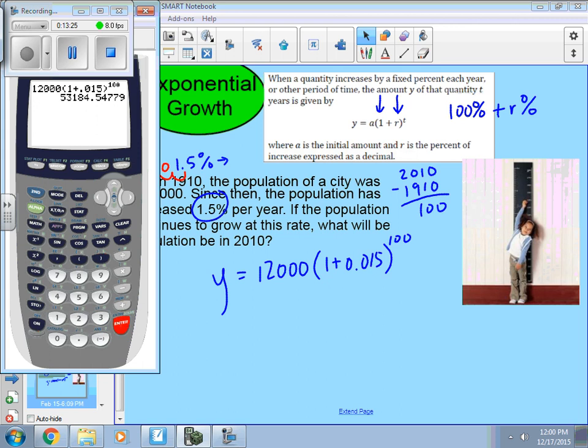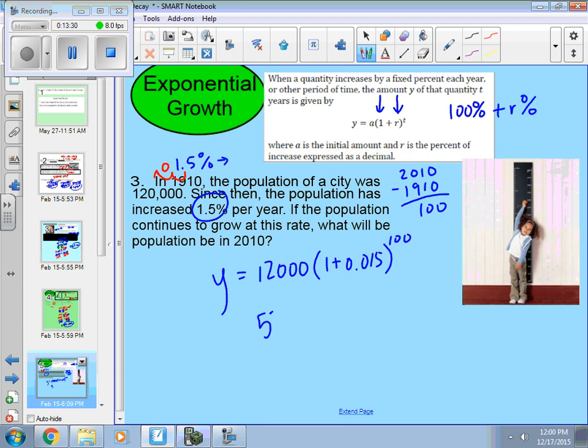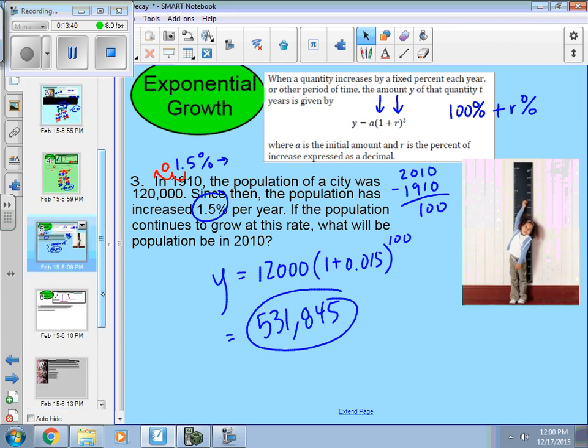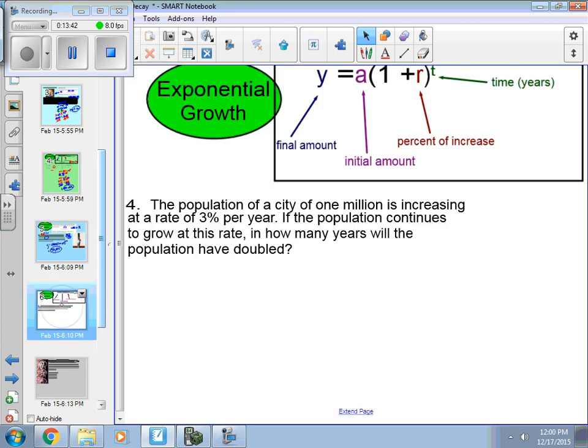So it looks like the population 100 years later is going to be 531,845 people. So if you know the time, it doesn't require logs to solve. If you don't know the time, you're going to have to use logarithms to solve.